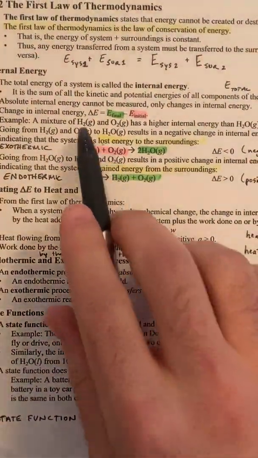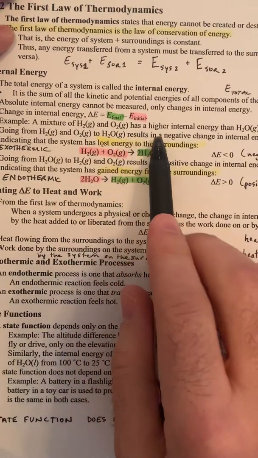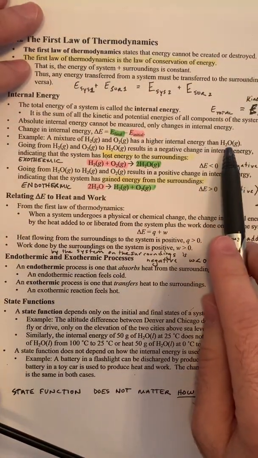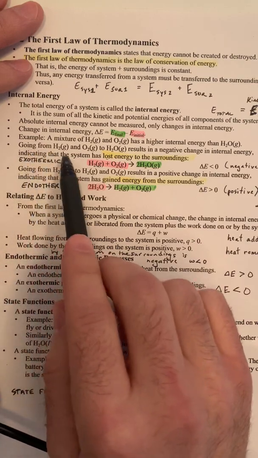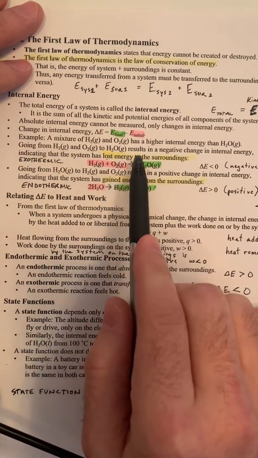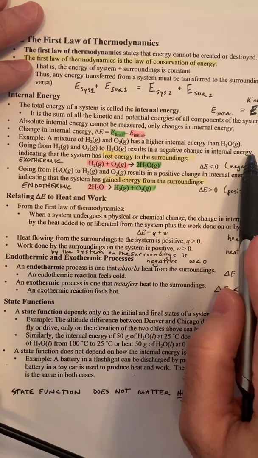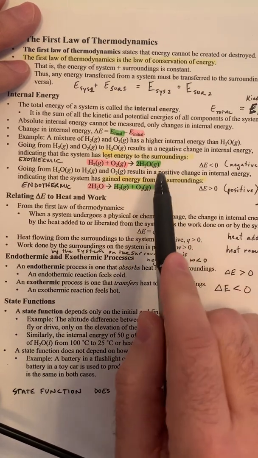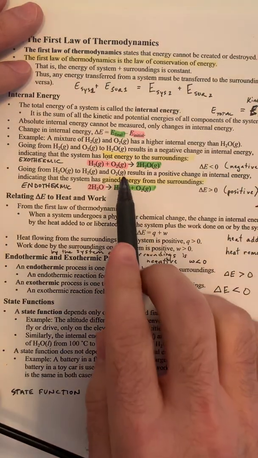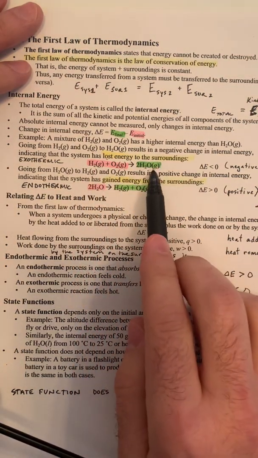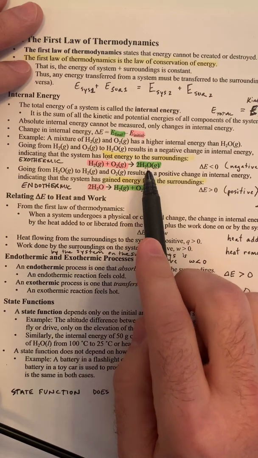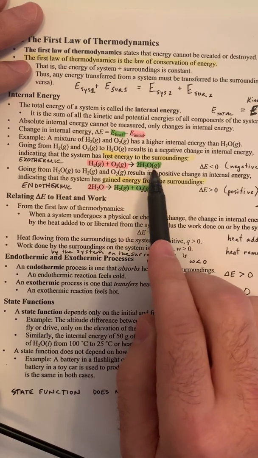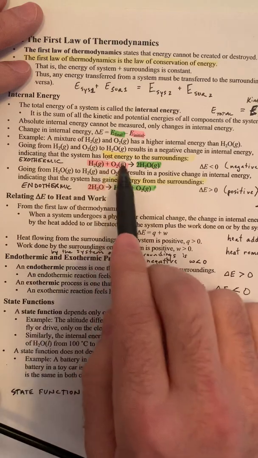Okay, an example: a mixture of hydrogen gas and oxygen gas has a higher internal energy than water vapor. So going from hydrogen and oxygen to water vapor results in a negative change in internal energy, indicating that the system has lost energy to the surroundings. Basically, what they're saying is the water vapor has a lower total energy than these two combined separately.